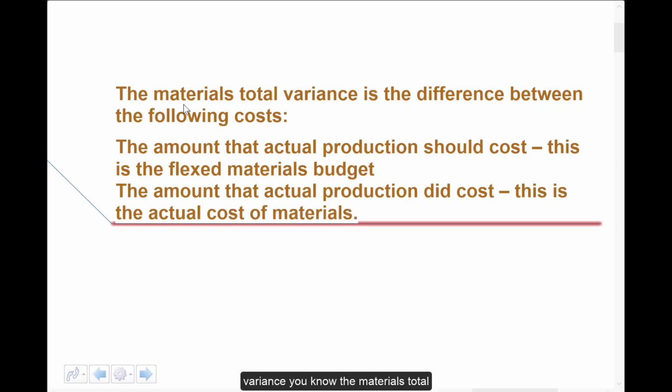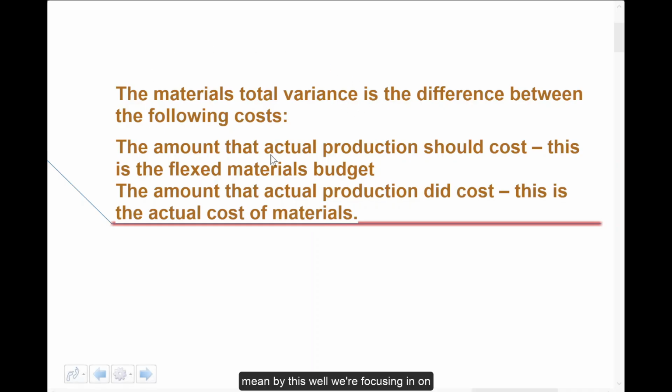The materials total variance has to be the difference between the following: the amount that actual production should cost, i.e. the flexed material budget, and the amount that actual production did cost. This is the actual cost of materials. So let's slow down a little bit. What do we mean by this?